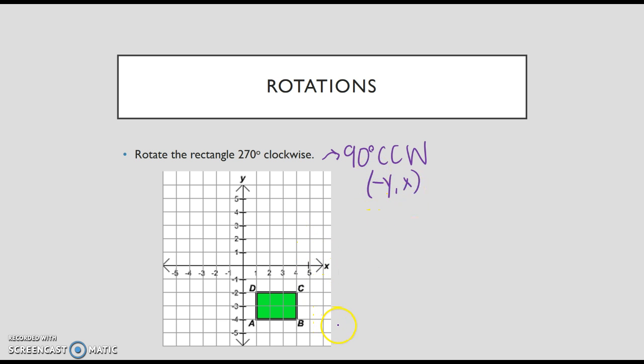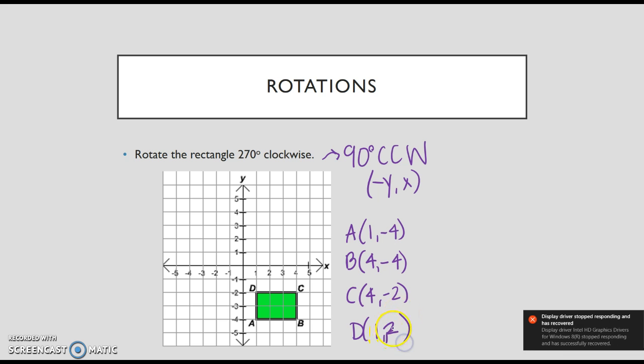Okay, whenever you're talking about rotating, you need to go ahead and write out your points. Do not try and count, do not try and guess. All right, so A is at 1, -4. B is at 4, -4. C, 4, -2. and D, 1, -2. Sorry about that.